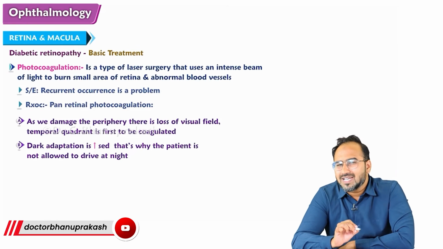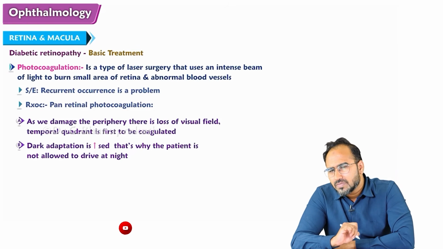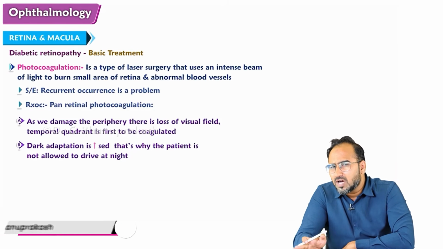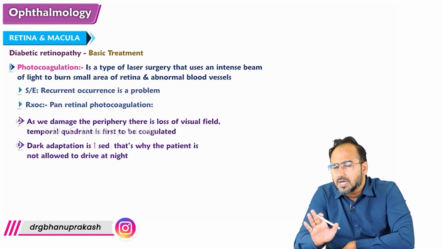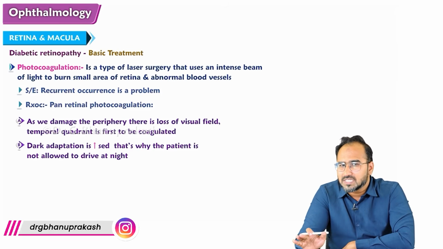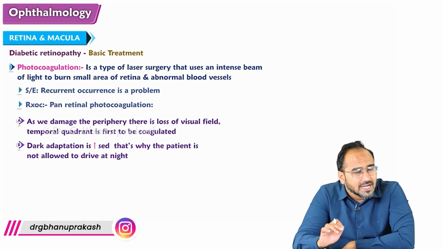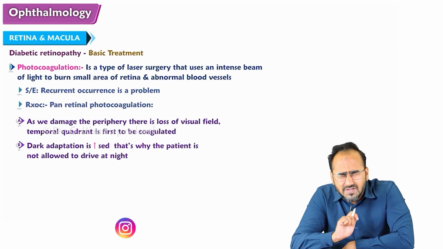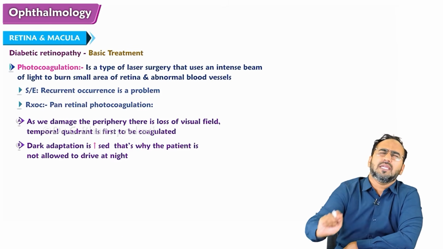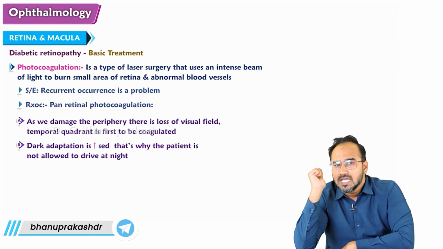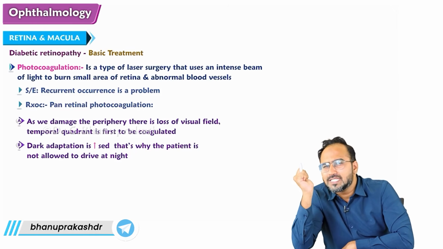Okay, now guys, what is the treatment for diabetic retinopathy? Treatment of non-proliferative we have discussed. We are discussing treatment of proliferative diabetic retinopathy. Proliferative is characterized by new blood vessels forming. For new blood vessels forming, we have to coagulate the blood vessels. The immediate answer for neovascularization is what?